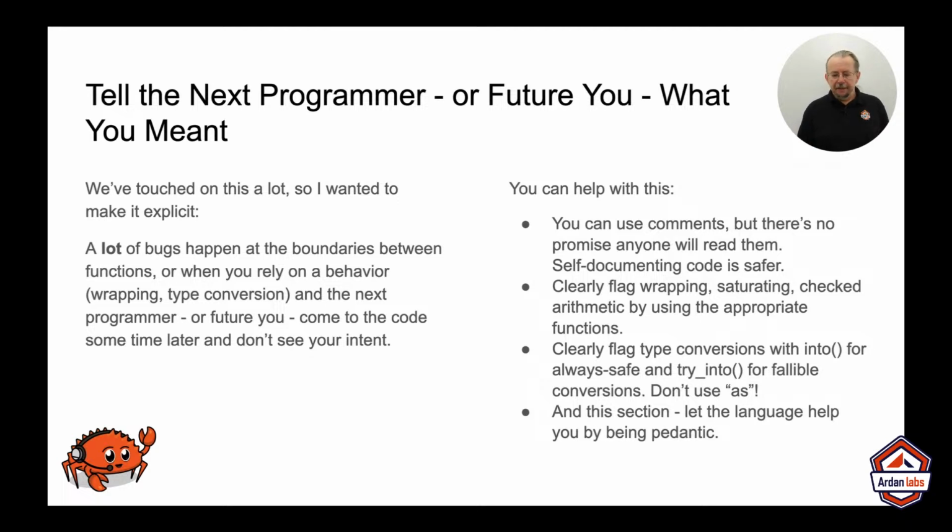By clearly flagging wrapping, saturating, and checked arithmetic, you make it obvious to the next person to use your code what you expect. By clearly flagging conversions with into or try into and not using as, you guard yourself against problems of people misunderstanding what they hand to you. And then let's have a look at this section where we look at a few ways where a bit of pedantry in the language can really save your bacon.